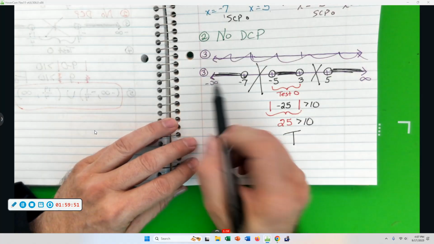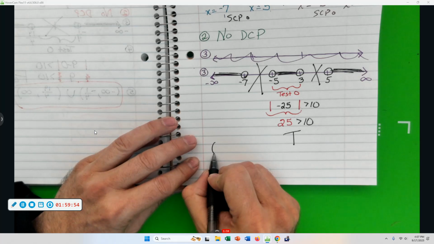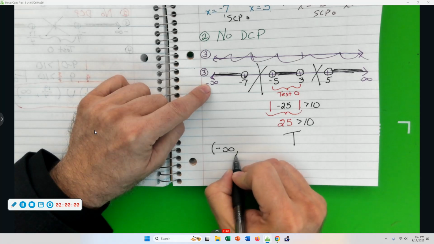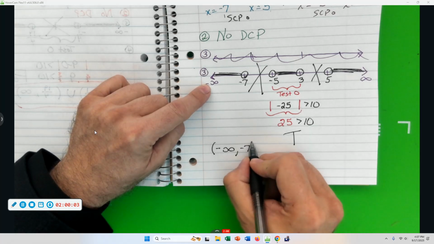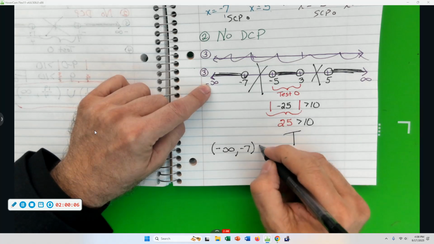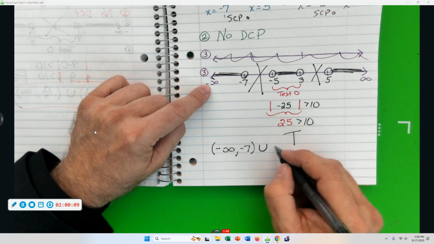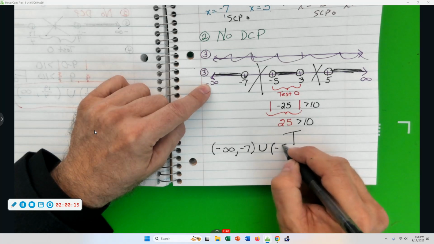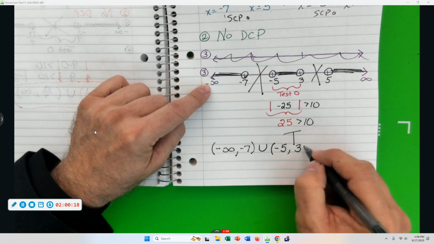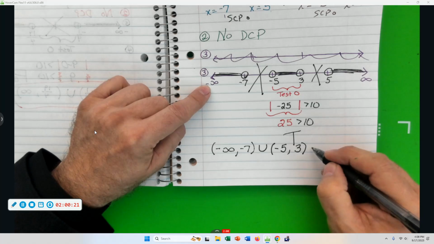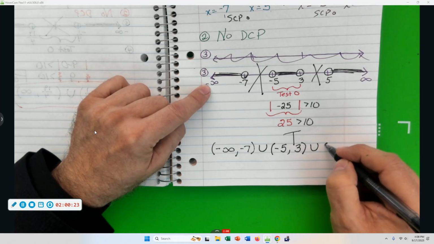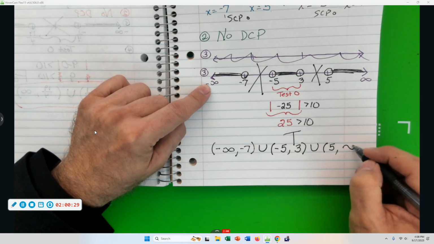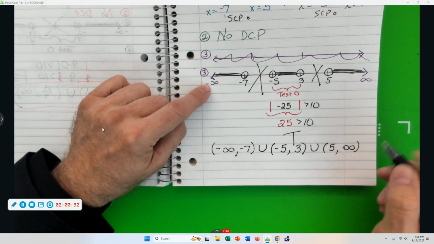So to get started, we'll say parentheses, negative infinity, comma, -7, parentheses, or little union symbol. What about the next one? Parentheses, -5, 3, parentheses, union, parentheses, 3, comma, infinity, parentheses.